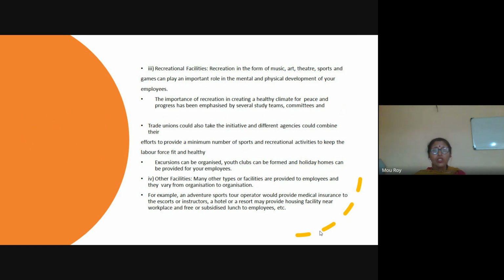Relaxation of your mind, and there's physical development, both mental and physical development of the employee. So the importance of recreation is basically that they are creating a healthy climate for peace as well as progress, and that has been emphasized by several study teams and committees. Then there are also unions in the company. Trade unions could take the initiative, and different agencies could combine their efforts to provide a minimum number of sports and recreational activities.